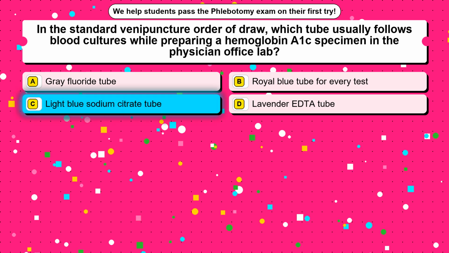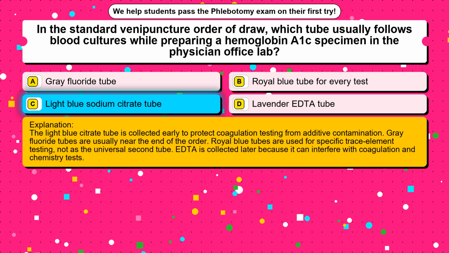The correct answer is option C. Light blue sodium citrate tube. The light blue citrate tube is collected early to protect coagulation testing from additive contamination. Gray fluoride tubes are usually near the end of the order. Royal blue tubes are used for specific trace element testing, not as the universal second tube. EDTA is collected later because it can interfere with coagulation and chemistry tests.